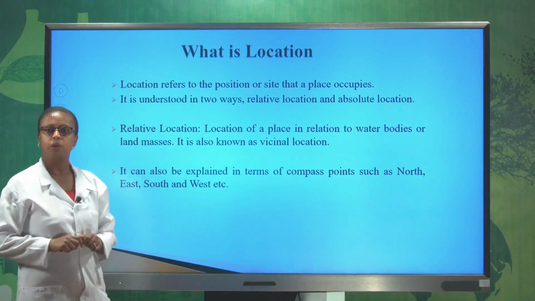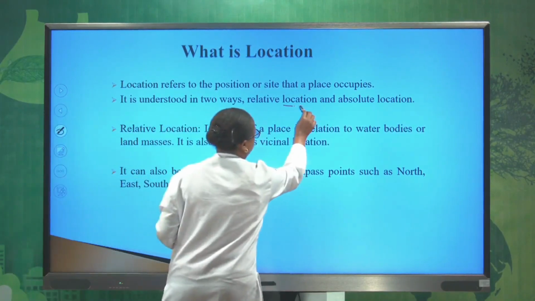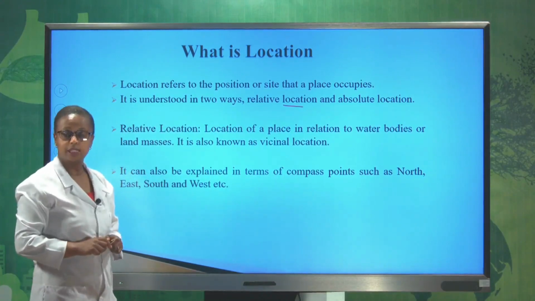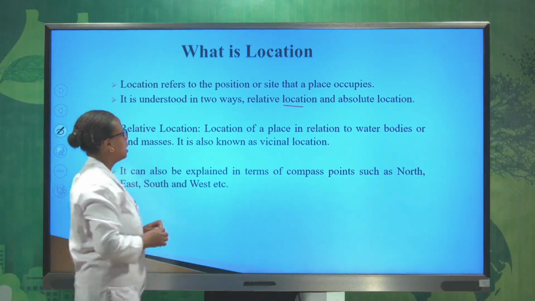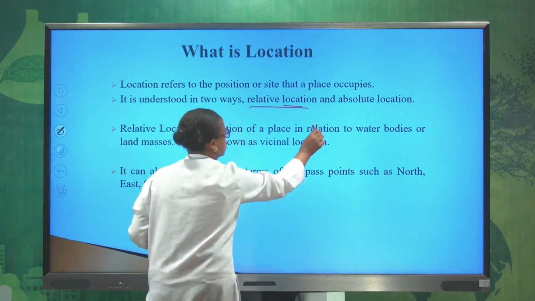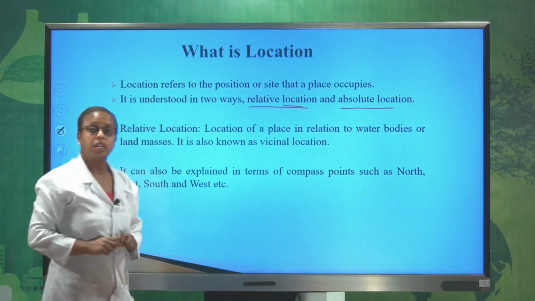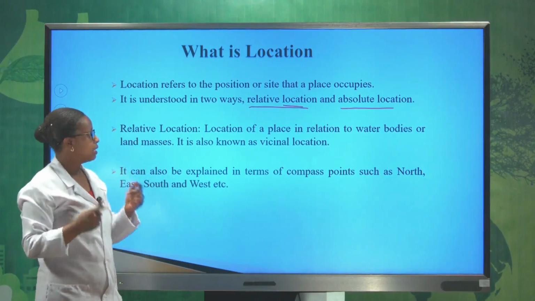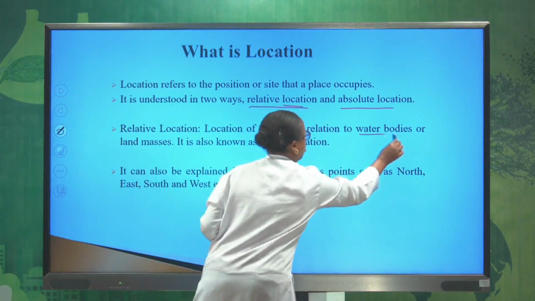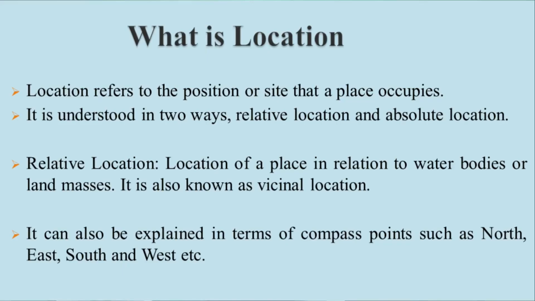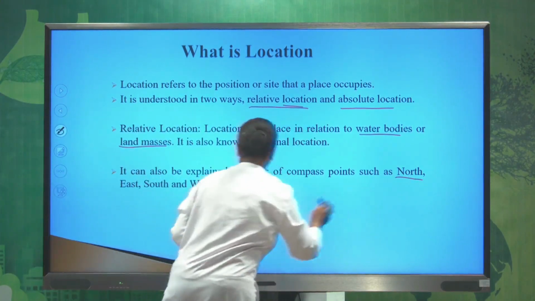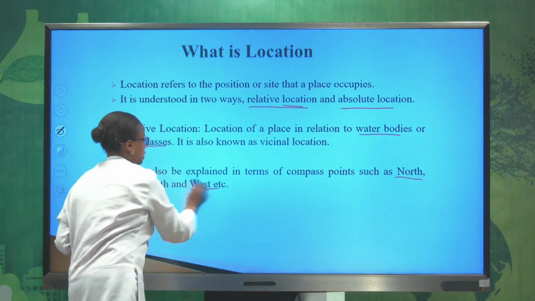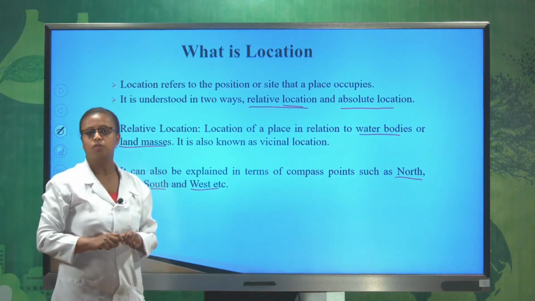First, let us see some points about location. Location refers to the position or site that a place occupies. Location can be understood in 2 ways. These are relative location and absolute location. The relative location of a place can be obtained in relation to water bodies or land masses. Relative location can be expressed in terms of compass points such as north, east, south, and west. Let us see the relative location of Ethiopia.